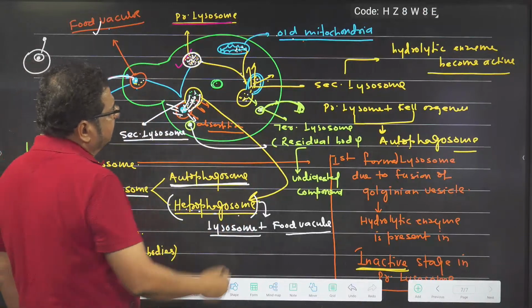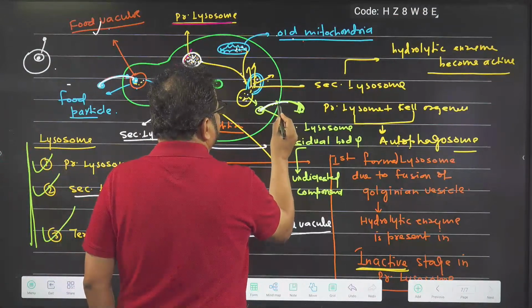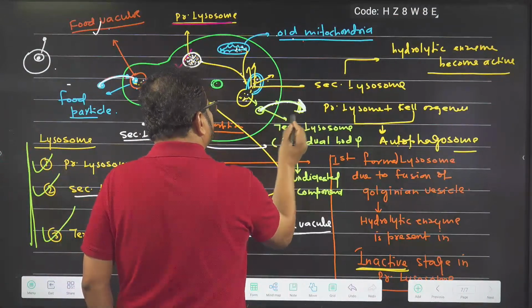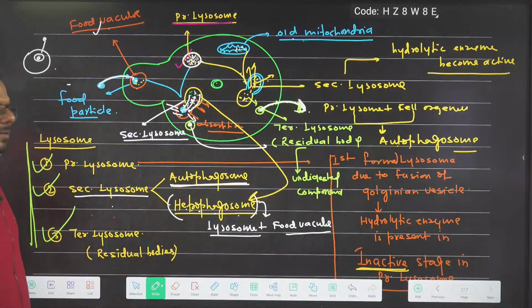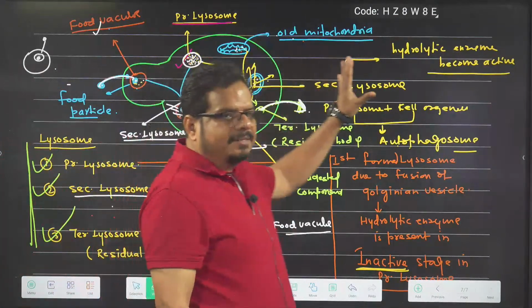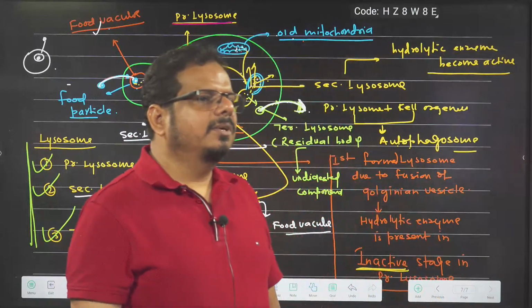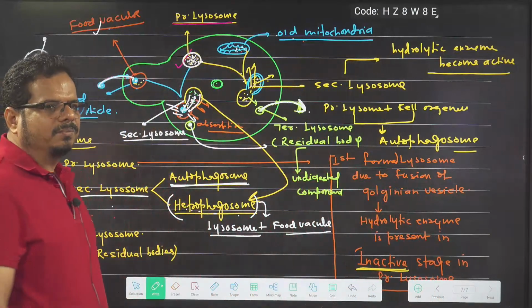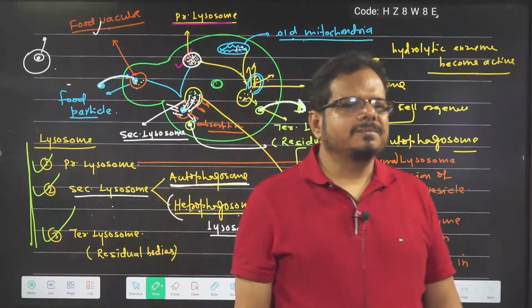Then further, these tertiary lysosomes, the residual bodies, remove the undigested material from the cell by exocytosis. So this is the way digestion occurs by the lysosome inside a cell. Intracellular digestion is performed by the lysosome. Getting the idea or not? Is it clear?